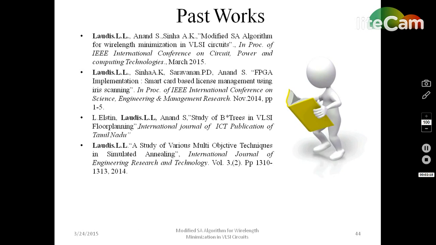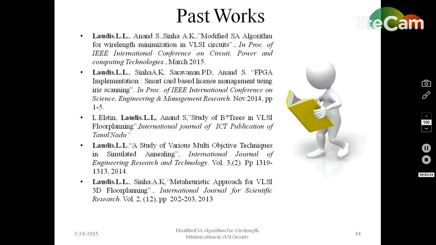Next is a study of various multi-objective techniques in simulated annealing. In this paper I have studied how simulated annealing could be employed for multi-objective optimization problems, and what all the modules are in the multi-objective optimization technique using simulated annealing. The paper Metaheuristic Approach for VLSI 3D Floor Planning gives an advanced view of floor planning. Till now we have been minimizing floor planning based on a 2D function, but in the Metaheuristic Approach for VLSI floor planning, it employs simulated annealing for 3D floor planning as well.